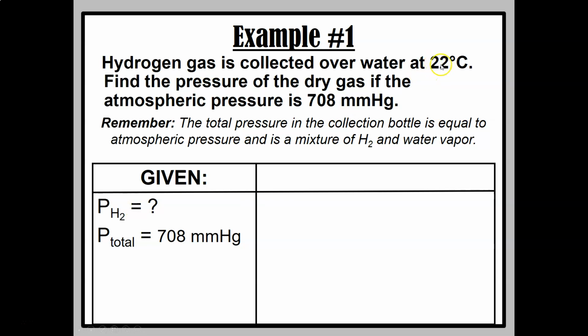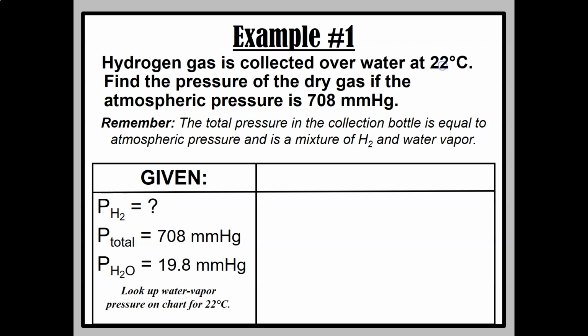One of the things that's hard for people on these problems is that it's not going to tell you to go look up your water vapor. People act like they're not allowed to do that. They feel like they're doing something wrong by looking elsewhere for information. But you have to. That's the whole point. You have to reference the chart, okay? So when I look at the chart and I look at 22 degrees, I'm going to find out that the water vapor will be 19.8.